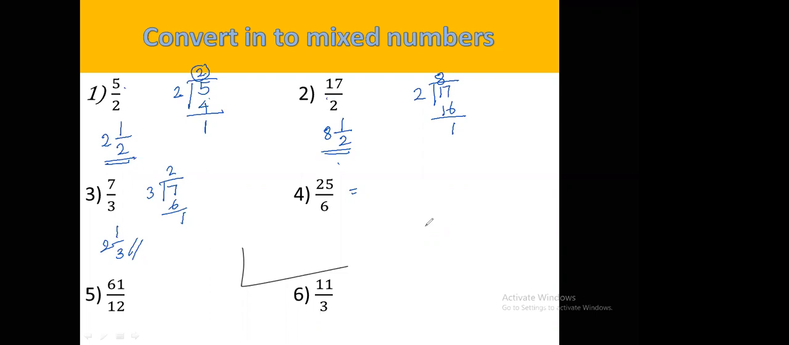Teacher, the answer for the third one is... okay, we'll see. 25 divided by 6. How many sixes here? 4. 4 times 6, 24. 1 remainder. Here we write the answer with remainder 1, divisor 6. Now look at this one. 61 divided by 12. How many 12s in 61? 5. 5 times 12, 60. 1 remainder. Answer 5, remainder 1.